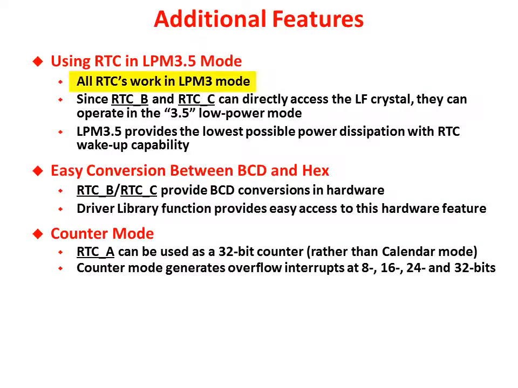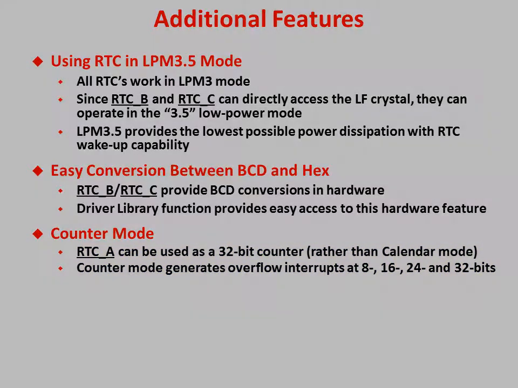As we show here, all RTCs can operate in low power mode 3. Since RTC-B and RTC-C can directly access the low-frequency crystal, they can also operate in LPM3.5 mode. This is great because it provides the lowest power timer calendar feature. RTCs B and C also provide convenient hardware conversions between BCD, that is, binary coded decimal, and hex, if you should need it. On the other hand, RTC-A contains a 32-bit counter mode that isn't present on the other RTCs.